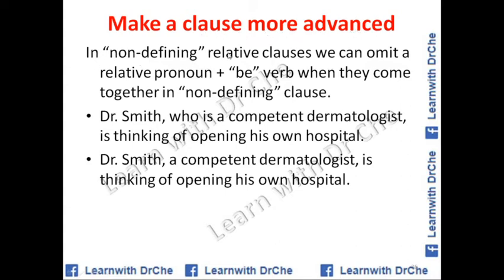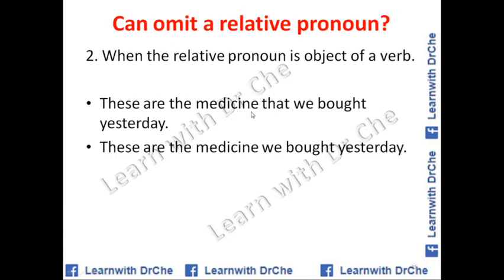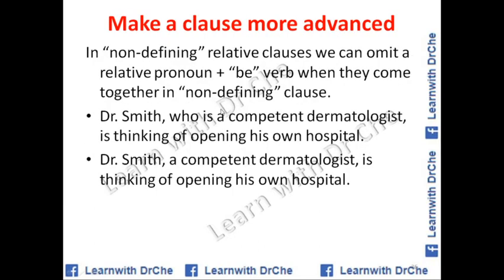Now, non-defining relative clause. Till now we were talking about defining, and now we are talking about non-defining. In non-defining relative clauses, we can omit a relative pronoun plus be verb when they come together. For example, Dr. Smith, who is a competent dermatologist, is thinking of opening his own hospital, starting his own hospital.